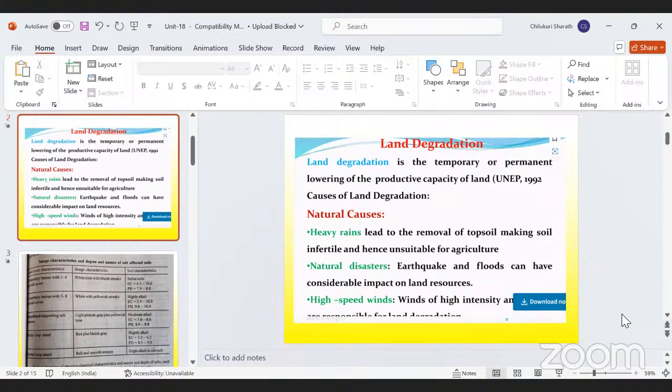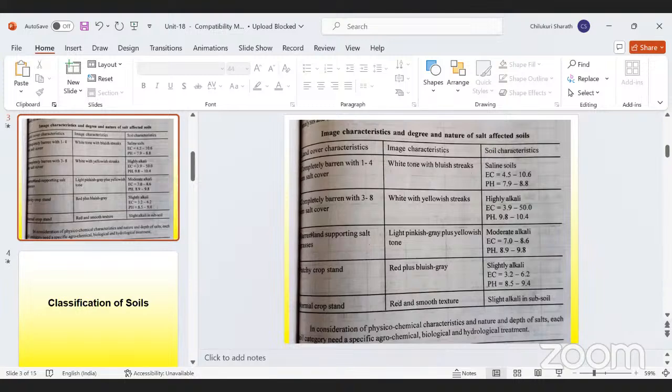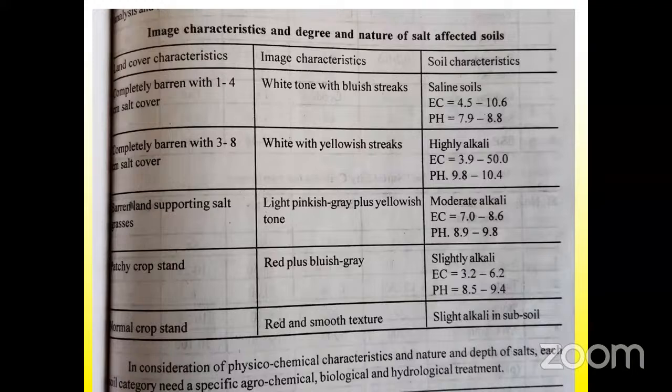One more is salt affected soils. Here, salt affected soils depend on their alkalinity, whether the soil types belong to the saline soils, or alkali, or moderate alkali, or slightly alkali. They depend on their pH categories. We see the pH and electrical conductivity, and according to that, it is classified.